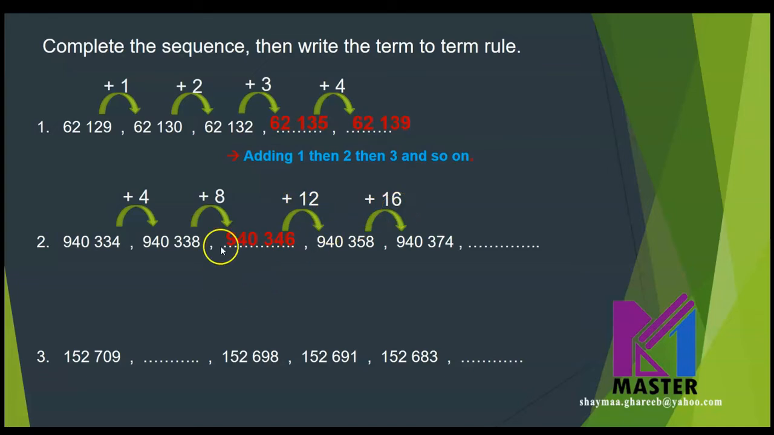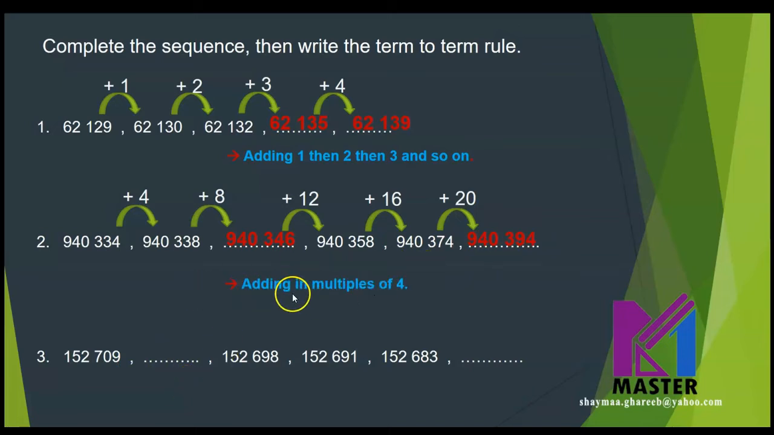Okay? To get this number, is it correct? Yes. When I add 12 to this number, I will get this number. When I add 16. So what do you think? What should I add here? 4, 8, 12, 16. Then the coming one will be 20. So when you add 20 to this number, you will get this number here, 940,394. Now let's check the last one.